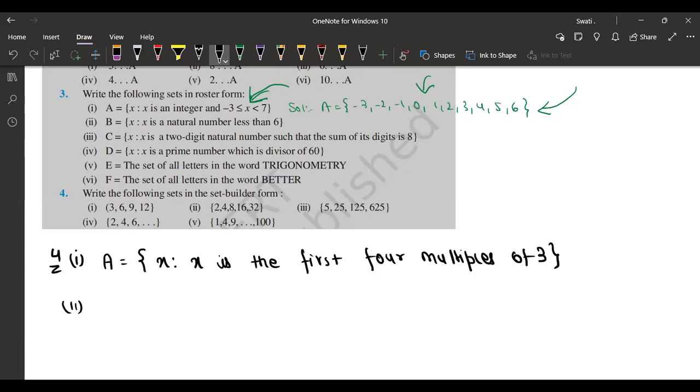Okay, let's go to the next question now, and that is question number 2. It is saying 2, 4, 8, 16, 32.